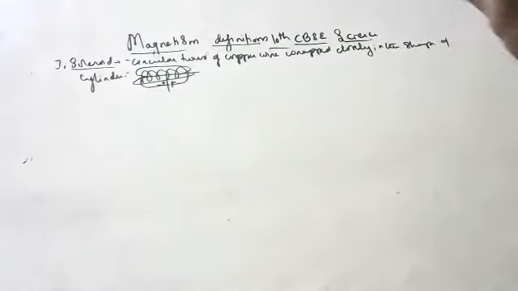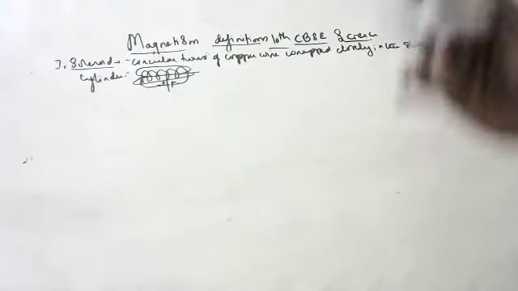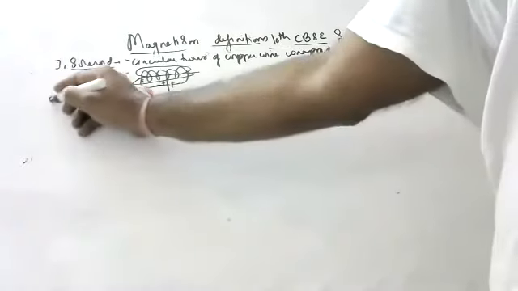Solenoid is a very important question. 100% guarantee question, children, in board exam. Every year they ask. Circular turns of copper wire wrapped closely in the shape of cylinder.